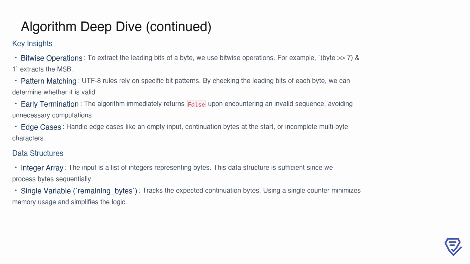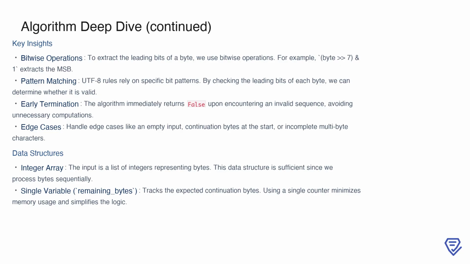The algorithm relies heavily on bitwise operations to check the leading bits of each byte. For instance, using byte >> 7 & 1 allows us to extract the most significant bit efficiently. Pattern matching plays a critical role as well, ensuring bytes align with UTF-8 rules. The design includes early termination, where the algorithm stops processing as soon as it finds an invalid sequence, saving unnecessary computations. Key edge cases to handle include empty input arrays, sequences starting with continuation bytes, and incomplete multi-byte characters.